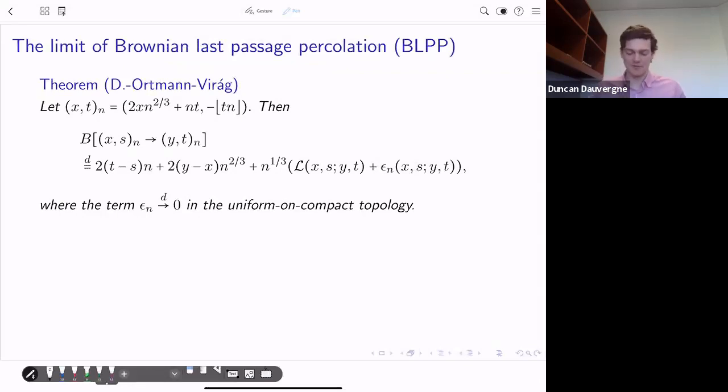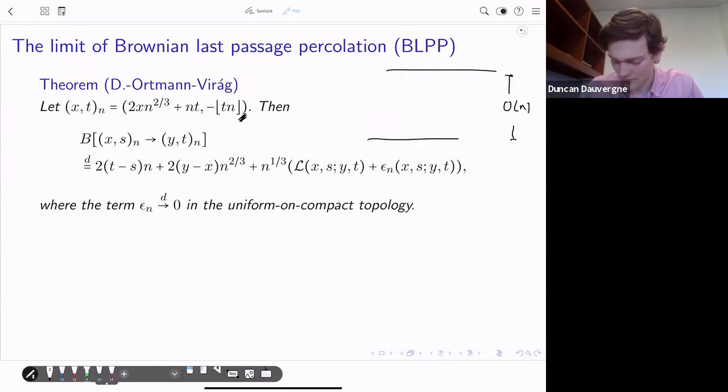Okay, so what does our main convergence theorem for Brownian last passage percolation say? Again, you're going to see this 1, 2, 3 scaling here. If I look at the distances between points that are order n apart in the number of lines, and we also vary the spatial coordinate by n to the 2/3, then you see the heuristic that I put up before: a mean term, which now depends on t, s, y, and x, plus a fluctuation term, which is a random function L called the directed landscape.